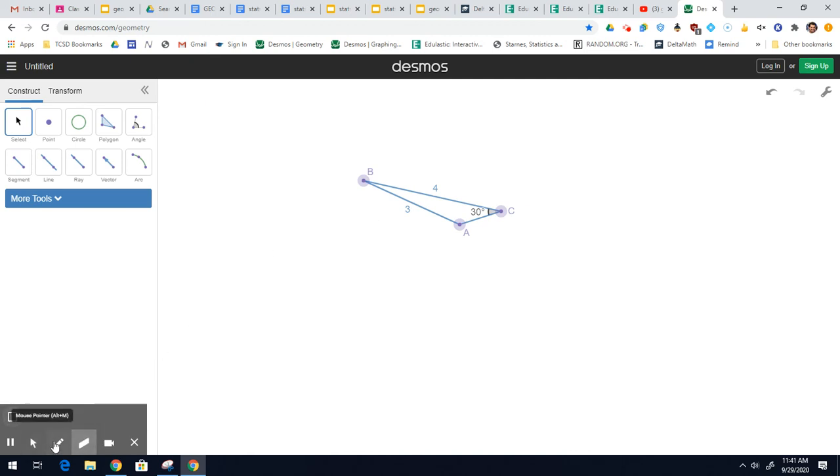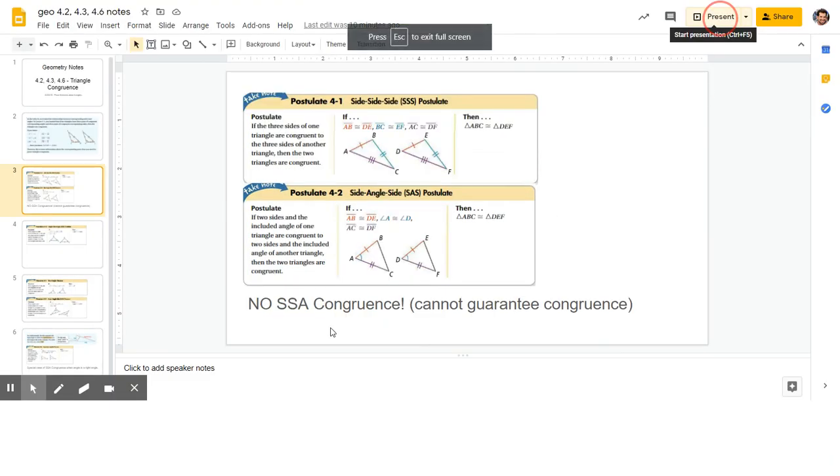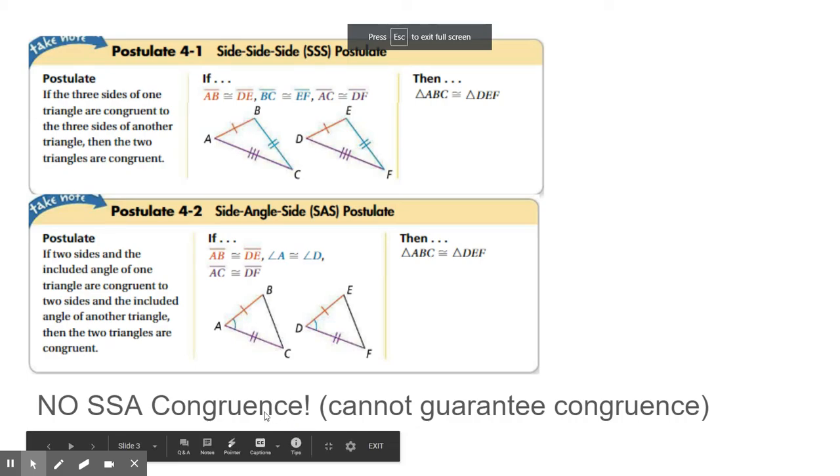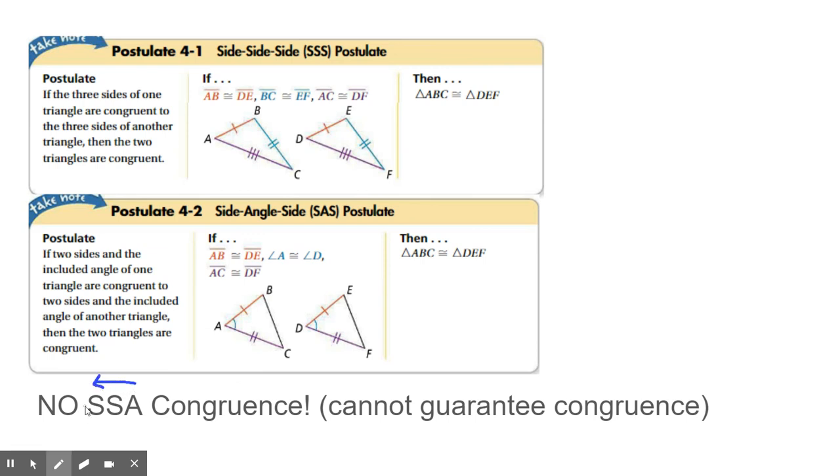Okay. So I need us to try to remember desperately, right? Desperately, that SSA is not one of your congruences. Okay. And if you spell it backwards, just saying, don't be that kind of person.